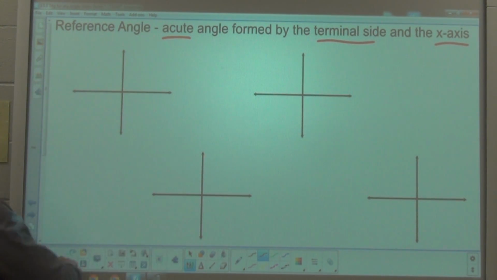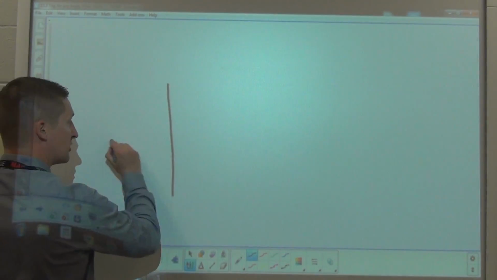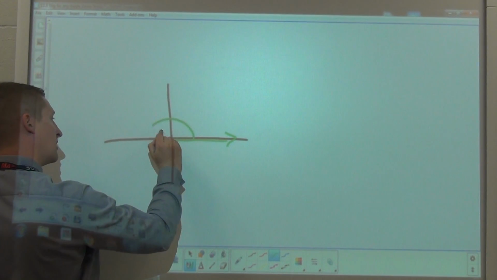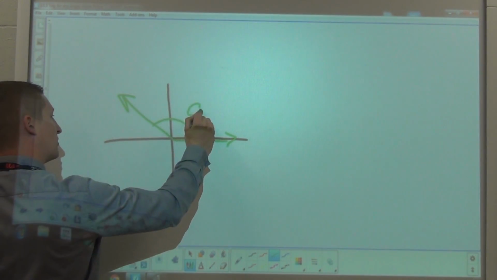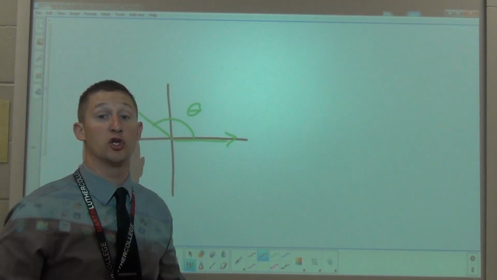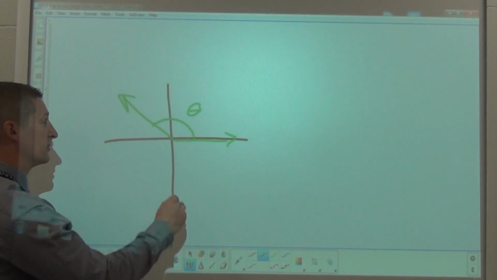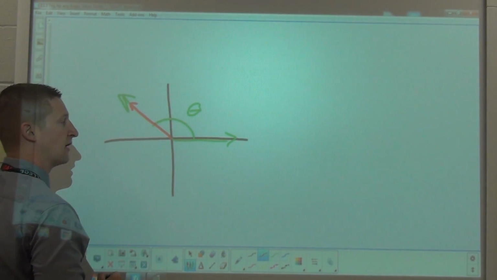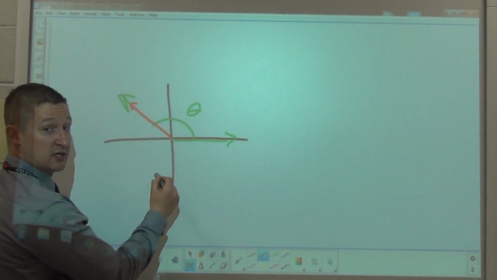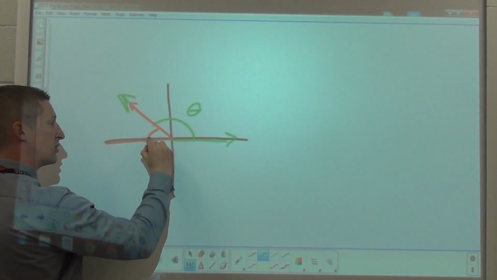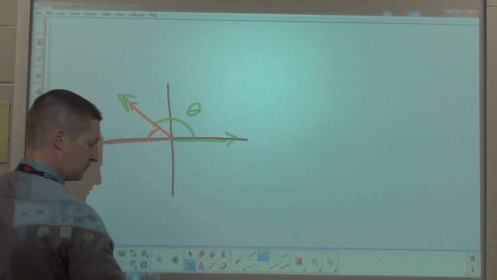Now, I'm going to just do a quick example just to show you. Here's my xy axis and I'm going to draw an angle here. So here's an angle that I've just created. Well, by my definition, the reference angle is the acute angle formed by the terminal side, here's the terminal side, and the x-axis. Now the x-axis, to make it an acute angle, meaning less than 90, I'd have to use the x-axis that's over here. So here would be my reference angle.